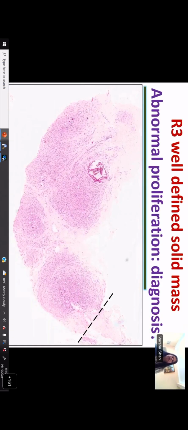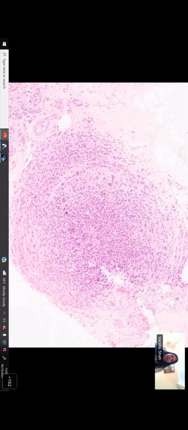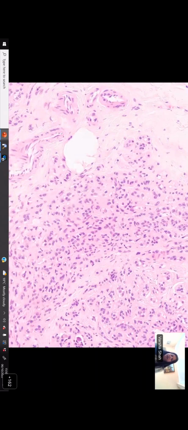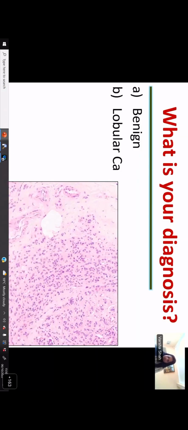So this was an R3 well-defined solid mass. Again, it is a well-defined solid mass, probably benign. And you can see there is a definite mass lesion because that's the interface. So that's normal breast tissue here, and this is the mass lesion. This is the lowest power I'm showing you first. So screen under low power, little higher power, high power. What is your diagnosis? Benign or is it lobular carcinoma?